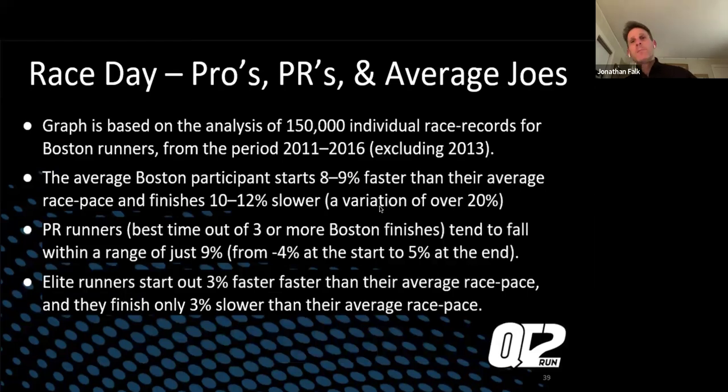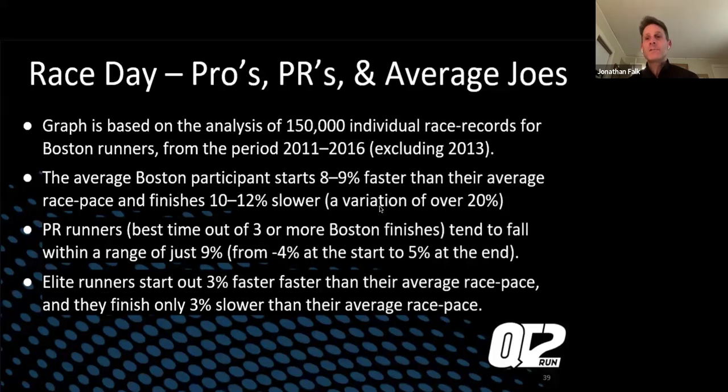Actually, I apologize, it's a little bit more than I had remembered, but yes, a huge grouping. And again, it's borne out in the data as far as how you approach it. The average runner runs 8 to 9% faster early on, as we're seeing in that chart, and finishes 10 to 12% slower, a variation of over 20%, which is a huge amount. Even people running their best Boston or a good race, classified as peak runners, tend to fall within a range of 9% variation. So still a significant variation, still running slower at the finish.